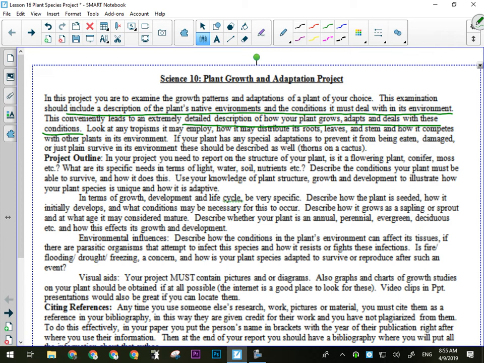If your plant has any special adaptations that prevent it from being eaten, damaged, or just help it survive in its environment, those should be described as well. Thorns on a cactus would be an example. Some plants are poisonous, so animals don't eat them. What are some adaptations it has?